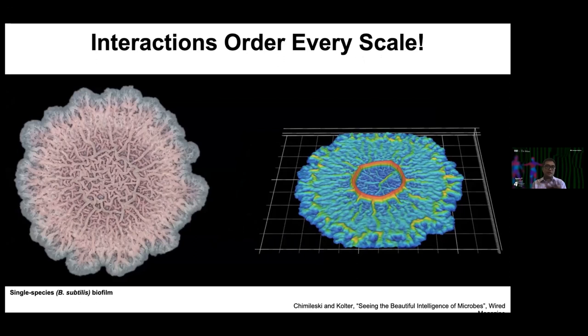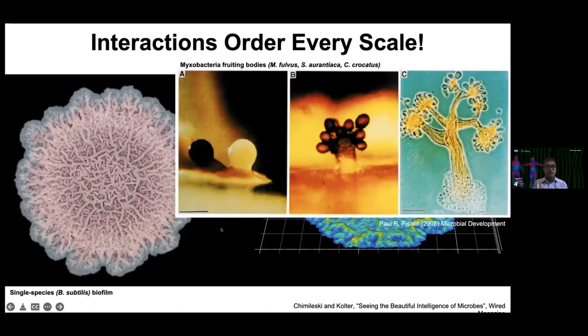This all comes from my interest in life, where you notice that interactions order every scale of life. Some examples of this are single-species biofilms. This picture here shows what a biofilm looks like. This is a one-species biofilm, and you can see this very intricate three-dimensional structure that develops, and who knows why. With no real higher-order structure or brain that you can really think of, it just spontaneously emerges through the interactions that go on within that biofilm.